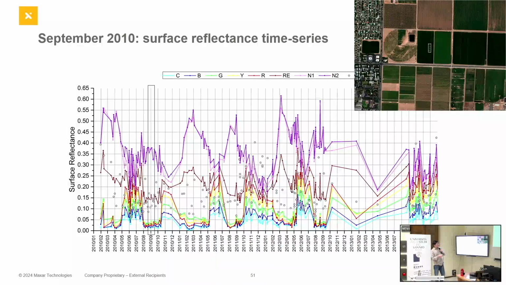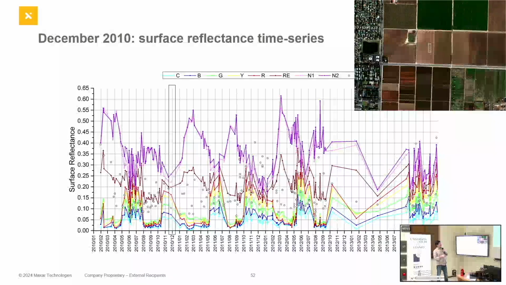And this is September, same year, 2010. Now it's September, and we have the near infrared band high, the green is the highest value, but this near infrared is much lower than this one, so they rotated the crop. So in March they have something, in September they have something different.